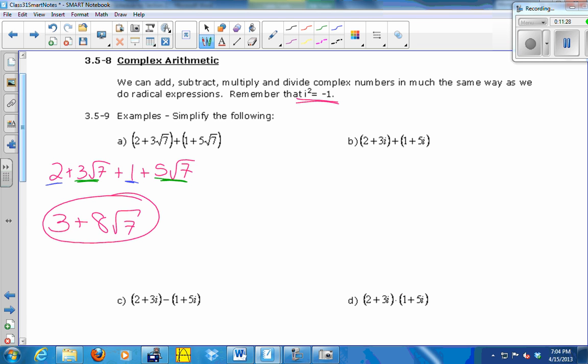So you treat i's the same way you would treat radicals or variables. So if I want to add 2 plus 3i plus 1 plus 5i, combine the like terms. The 2 and the 1 makes 3. The 3i and the 5i makes 8i.